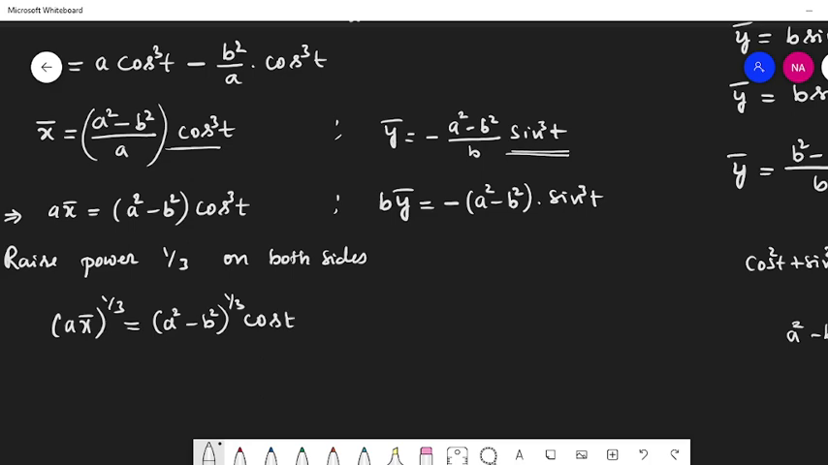So cos t. And here (by bar) whole power 1 by 3 is equal to minus of (a square minus b square) whole power 1 by 3 into sin t. But we have sin square t plus cos square t is 1. So I have to square on both sides.